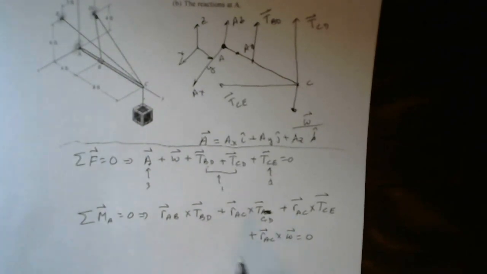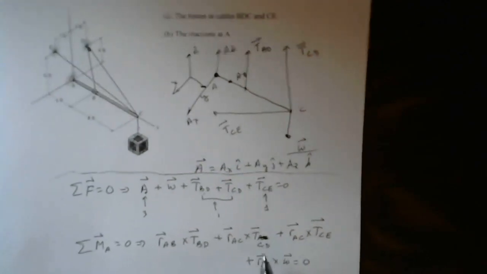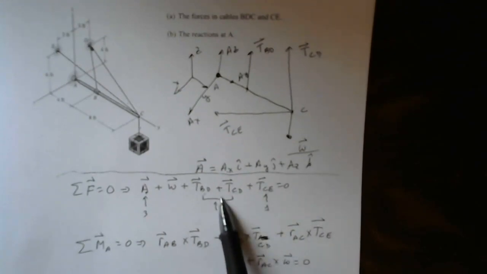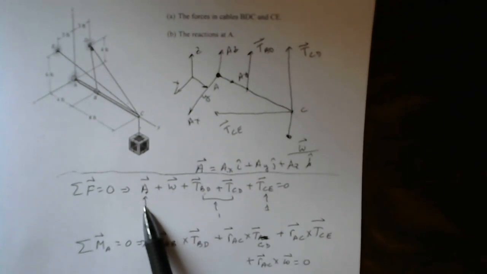So these are my four terms in the moment equation. When I solve these, I'm going to get TBD, which is equal to TCD, so one unknown there, and I'm going to get TCE. Once I have the magnitude of TBCD and the magnitude of TCE, I go back down to my force equation. I have this one from the moment equation, and this one from the moment equation. That then allows me to get AX, AY, and AZ.